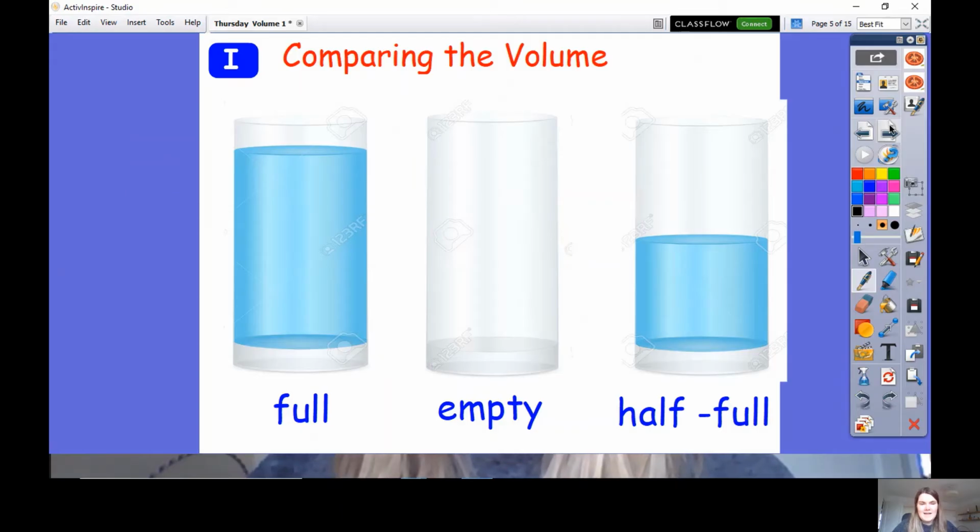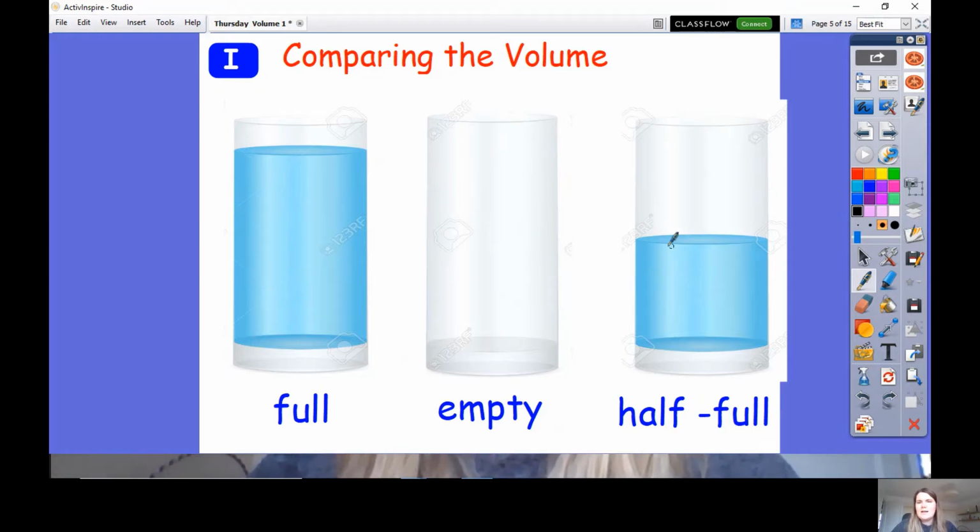Can you say half full? Half full. Fantastic. So over here on the left, we know that this container is at full. It is full. The volume of this container is full. The volume of this container here is empty. Fantastic. There is nothing in this container.